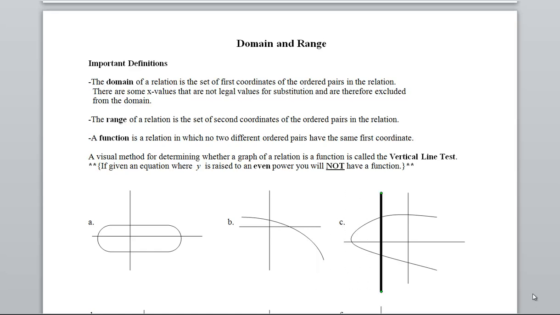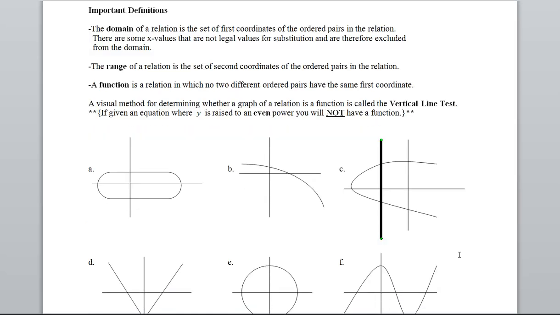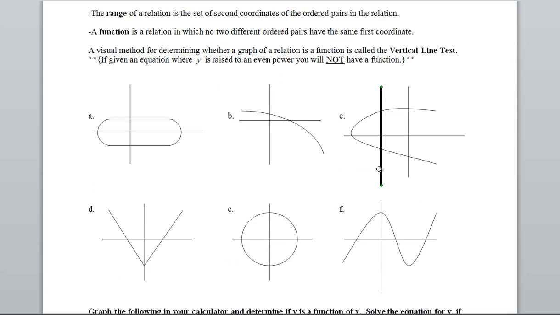What about c? All I have to do, I don't have to shift it through, just do my best to do one vertical line and hit it in more than one place. So I can hit it here and here. So this is not a function. Let me move it down here. What about this one? Do my best, and I only can hit it in one place. So D is a function.